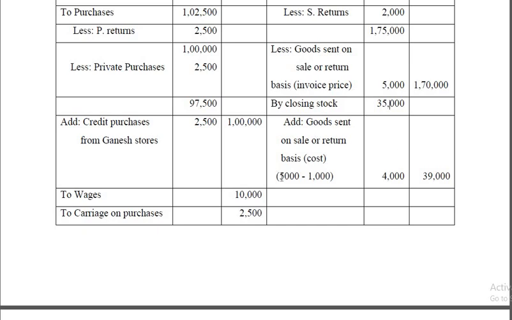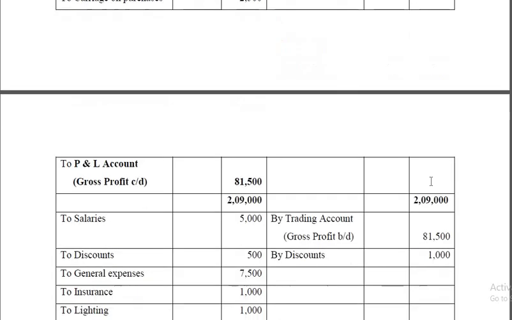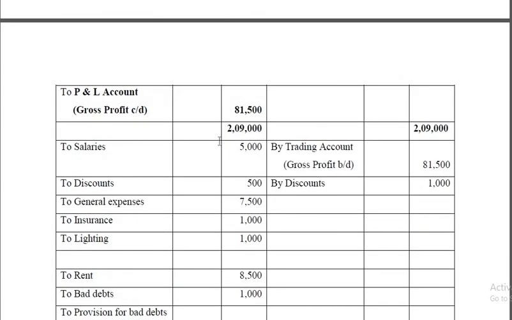So 5,000 into 1/5, you will get 1,000 profit. Selling price minus profit is equal to cost. So 35,000, sorry, add 4,000 is equal to 39,000. So 2,09,000 is the total, and balancing figure is 81,500. So to profit and loss account, within bracket gross profit carried down is the balancing value, and that is brought down to trading account 81,500.